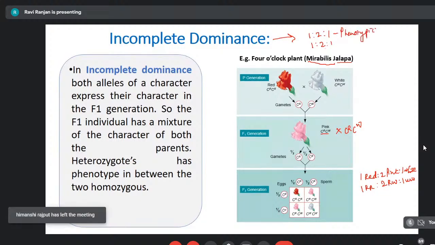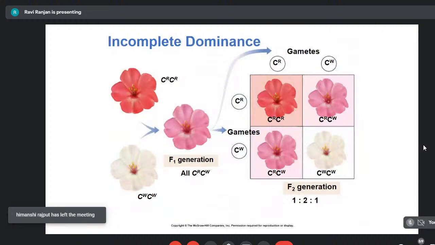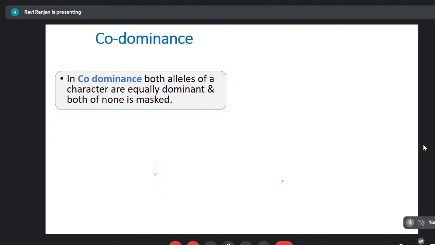Why? Because both the genes are incompletely expressing themselves, right? Or you may say that the dominant gene is not completely able to mask the recessive gene. Okay, and that's why the genotypic as well as phenotypic ratio is 1:2:1.